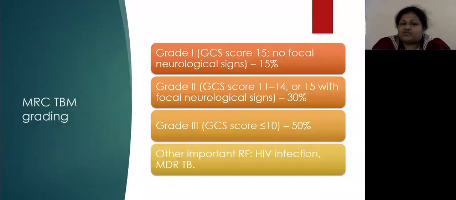I think most of you know the MRC TBM grading, just to revise. In grade 1 there is no focal neurological deficit, and you pick up about 15% of patients at this point. Grade 2 is when the GCS is between 11 and 14; 30% of patients fall here. Grade 3 is GCS less than 10, and 50% of them will have focal deficits. The other important risk factors are HIV infection and MDR TB.